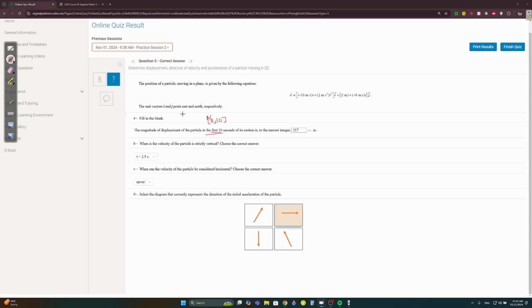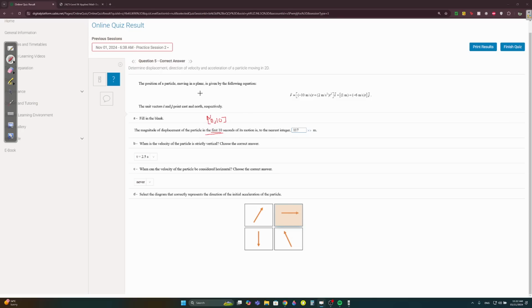If they said the displacement at 10 seconds, then okay, you just find R10, right? But they said first 10 seconds. They didn't say 10th. Okay, be careful. Some people would think that it's between 9 and 10. This is only if you say 10th. First 10 seconds, between the first second, 0, until the 10th second, 10.